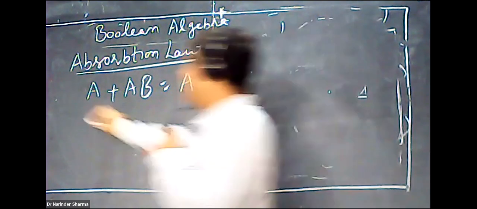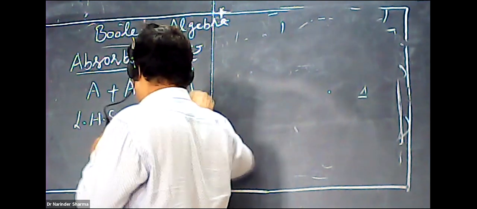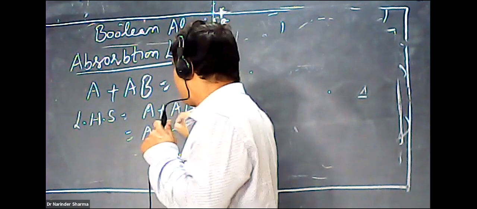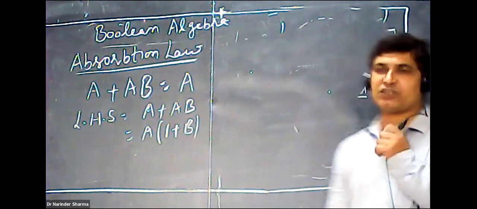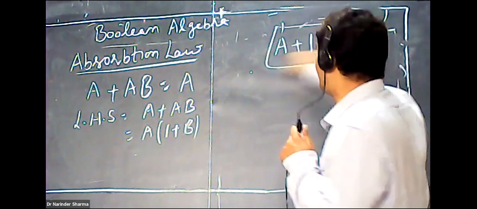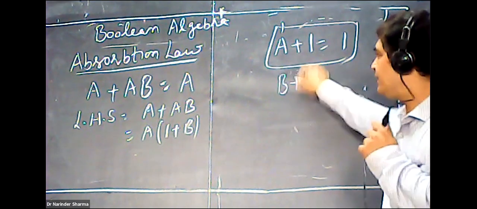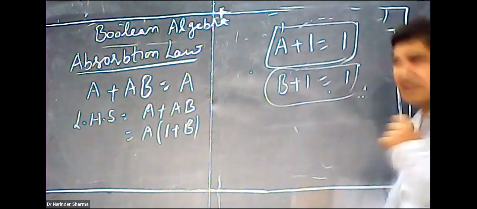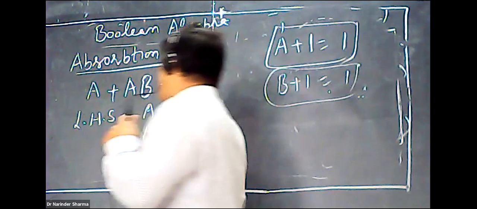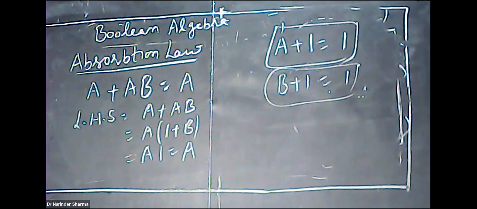See, we can prove it either by the truth table method or by using the Boolean expressions. A into A plus B. If I take A common from here, that would be A into 1 plus B. You have already done the first law. If we add 1 to A, it will result as 1. A plus 1 is equal to 1. Similarly here, B plus 1 is equal to 1. So it would be equal to A into 1, that is equal to A. So this is about the absorption law.